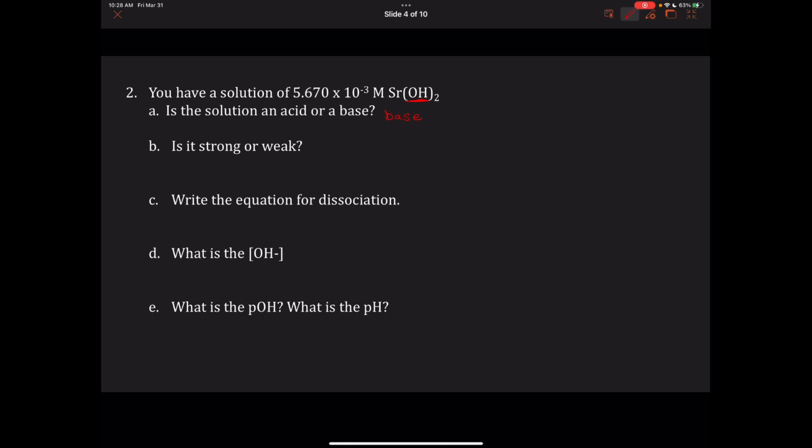So then we identify it as being strong or weak. So remember, to be a strong base, so group 1 or 2A hydroxide, and weak will be all others. Strontium here is group 2A. So this is a strong base.